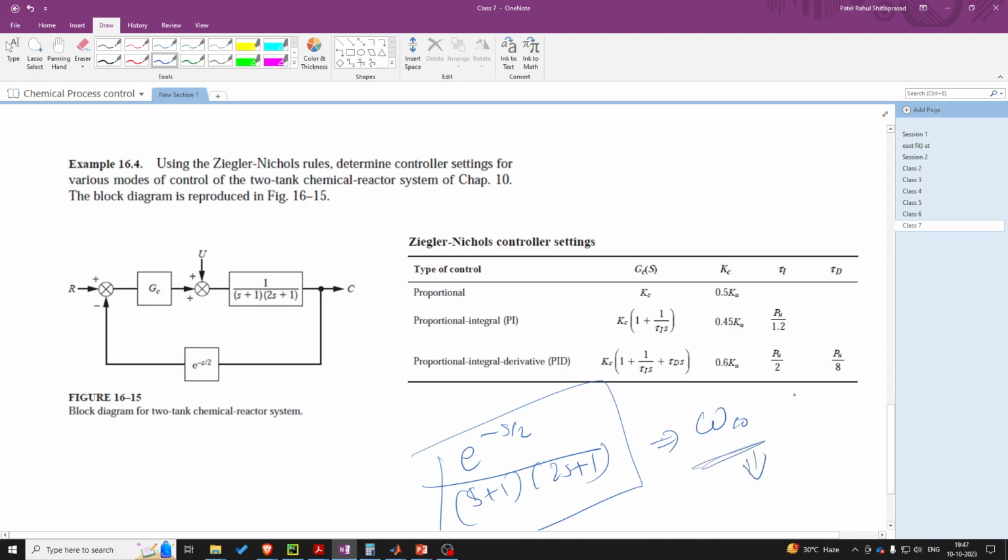and using that you can find the amplitude ratio, and then just take the inverse of this to find the value of Ku. So this will give you omega c0, and 1 upon amplitude ratio will give you Kcu. Using this Kcu, you can also calculate Pu. Then we have to use this table in order to find all the controller parameters.